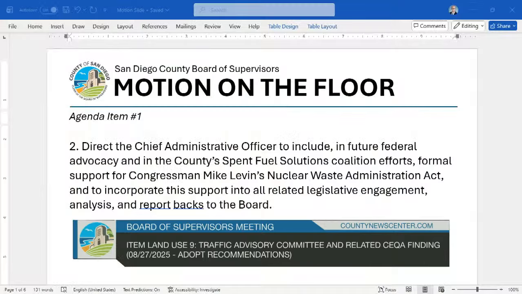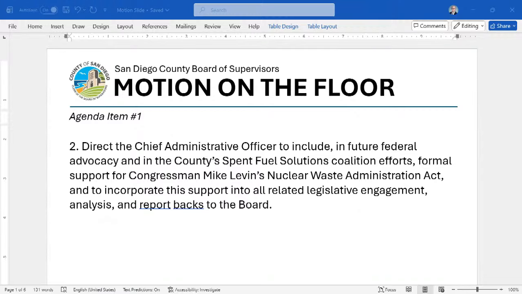My amendment is up on the screen if you'd like to see it. It's basically adding our support for Congressmember Levin's Nuclear Waste Administration Act, and to incorporate this support into all related legislative engagement, analysis, and reports back to the board. Thank you.